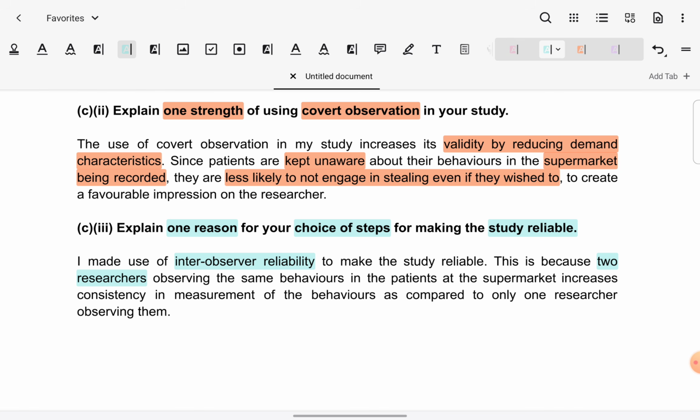How does this increase reliability, like what is the strength of this? Because there's consistency in measurement across the observers. If only one observer was to see things, then just because of random chance or random fluctuations, he could have recorded some behaviors. Like maybe he got distracted in between or something. But if 2 observers are saying the same thing, that a person is stealing, it's unlikely to be just because of random fluctuation. It must actually be the case. So that is what I have mentioned over here.